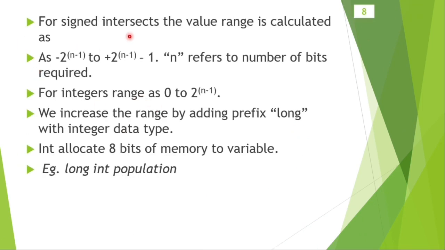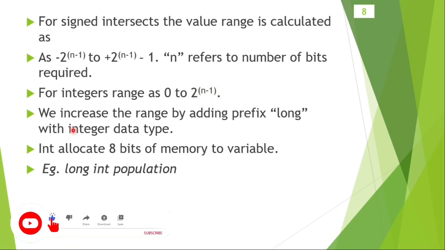Now for signed integers, the value range is minus 2 to the power n minus 1, up to plus 2 to the power n minus 1, minus 1. N refers to the number of bits required. Suppose we store a character like A or B, how much memory space is required? It is always 8 bits. For unsigned integers the range is 0 to 2 to the power n, minus 1.